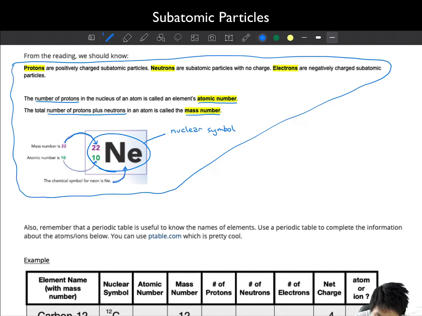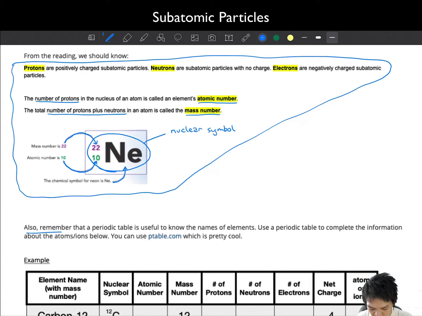And then we have the number that's on the bottom. The bottom number is the atomic number, is 10 right here. Neon always has an atomic number of 10. Any element that has, or any atom rather, that has 10 for the atomic number will be neon, okay? Because atomic number tells you the identity of the element.